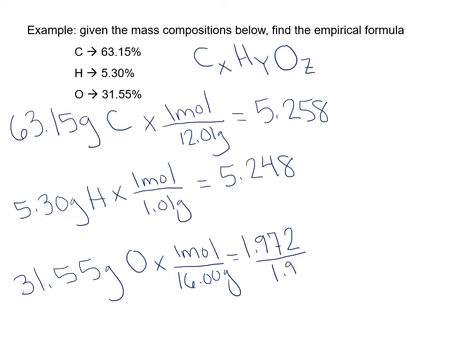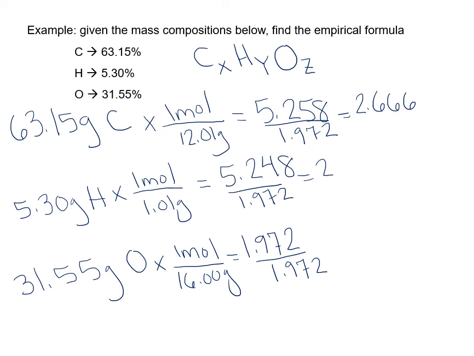Again, remember we divide by the smallest mole. The 1.972 is the smallest of all of our moles. So we divide all of them by 1.972. So for the carbon, the answer comes out to 2.666. And then when I divide for the hydrogen, I get 2.661. And when I divide for the oxygen, I get 1.